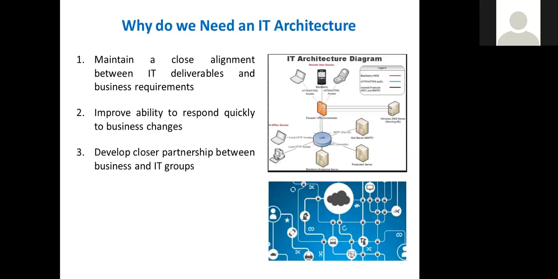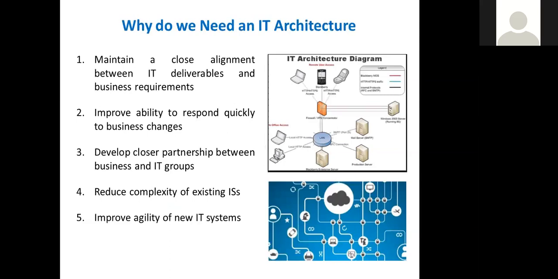Closer partnership between business and IT groups. Nowadays, businesses do not operate or exist in isolation. Most businesses are part of a supply chain, okay? They are connected to the supplier on the back end. They are connected to the distributor or retailer on the front end, okay? So they can connect the IT systems, and it also reduces the complexity of existing information systems, makes IT systems more agile, and the legal and regulatory requirements, I've already talked about that.